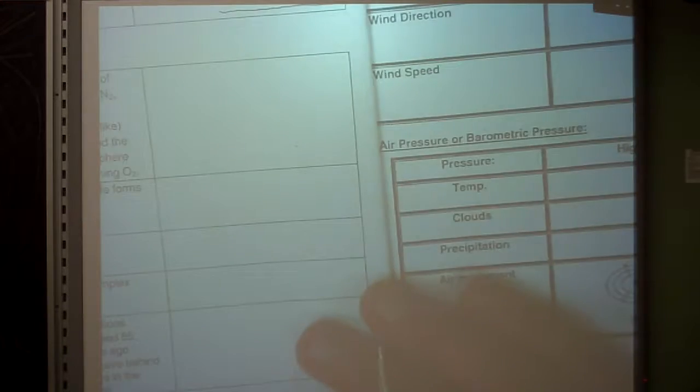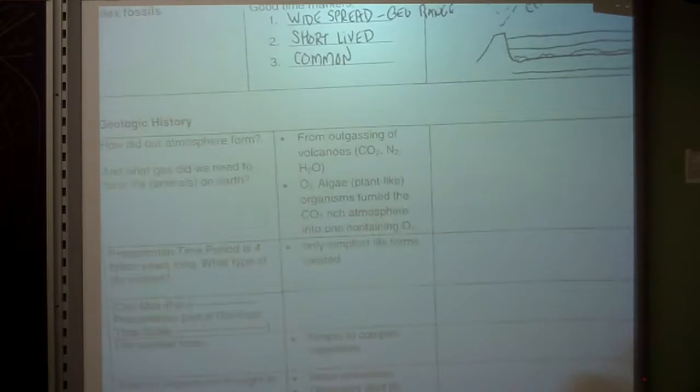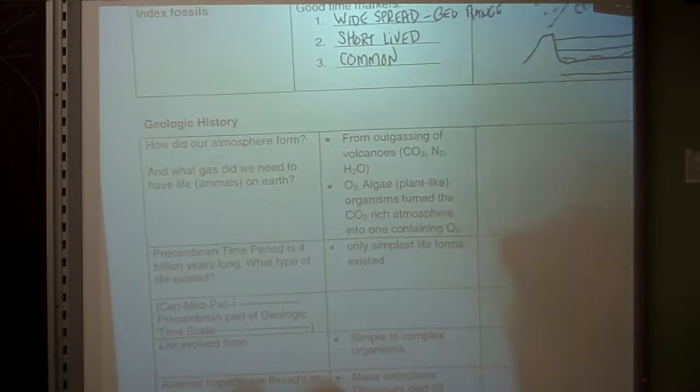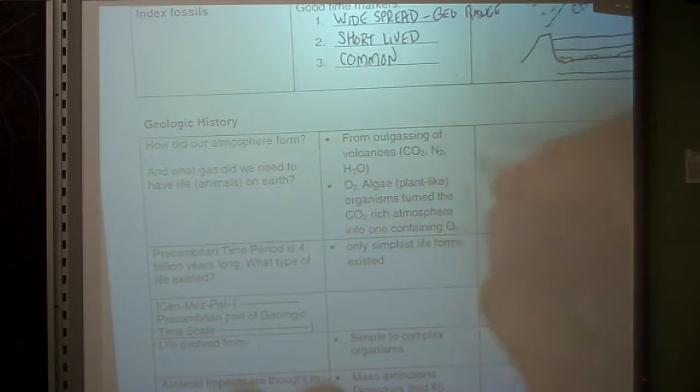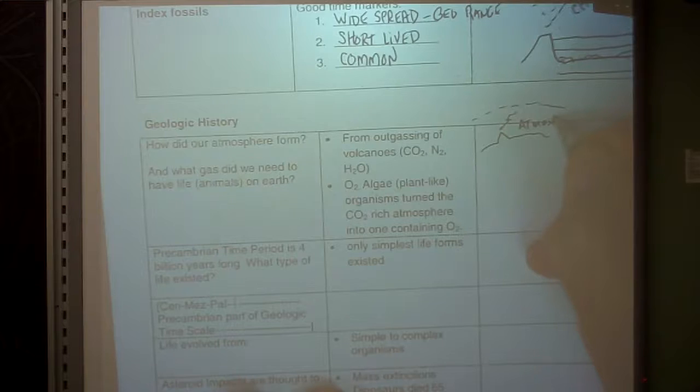Okay? Geological history. How did the atmosphere first form? We go back to the molten earth and lots of volcanoes spewing gases all over the place as the earth cooled and creating an atmosphere. And this atmosphere had no oxygen in it. It was poisonous, actually.